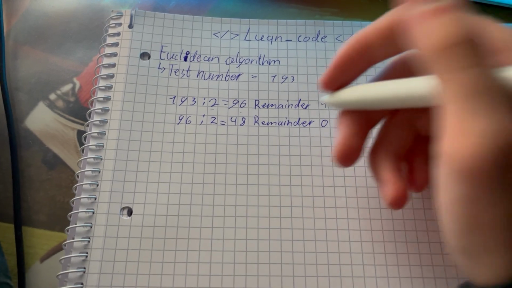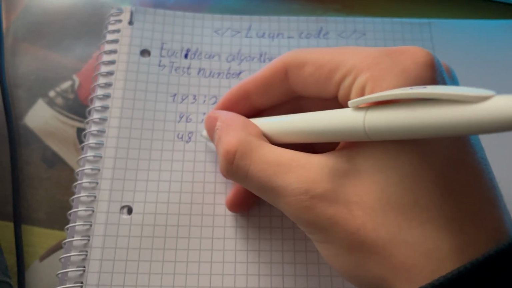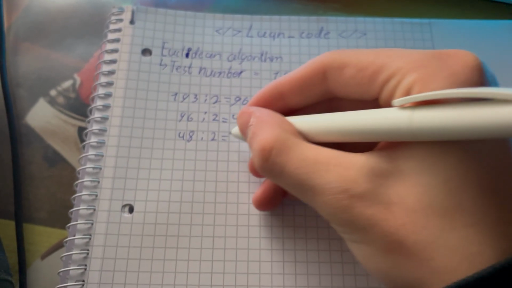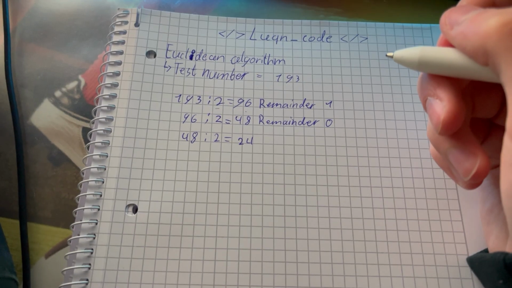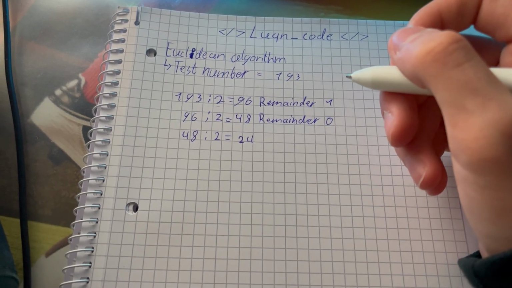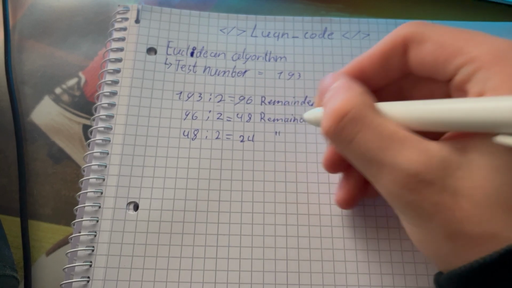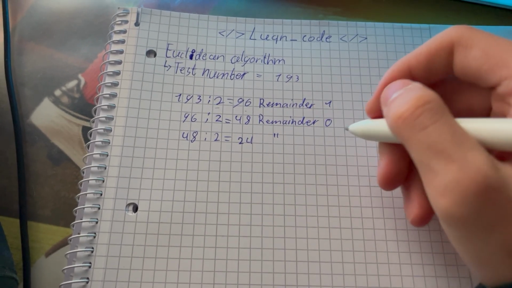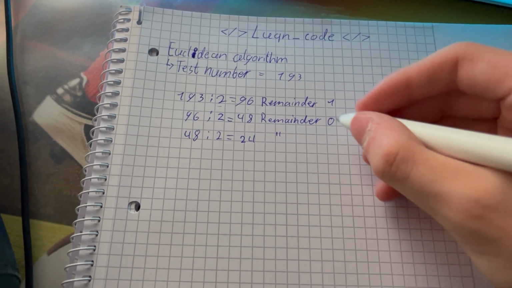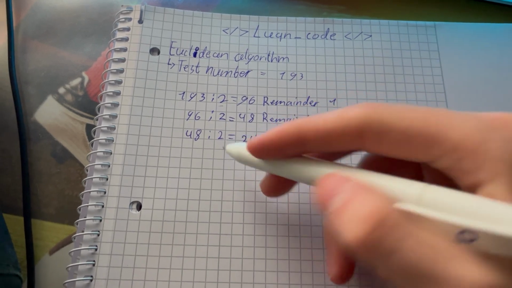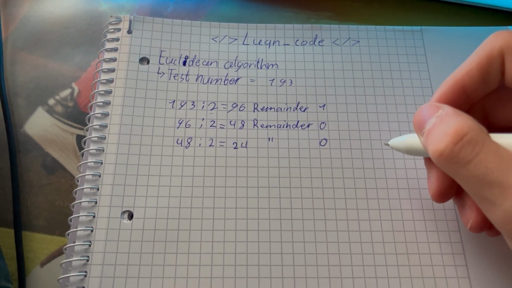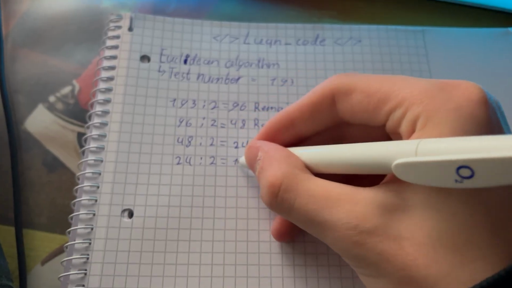The next number, obviously, 48 divided by 2 is what? 24. And instead of writing remainder all the time, we will just use the double quotation marks here, and the remainder is 0 because it's clean, we don't have an odd number.